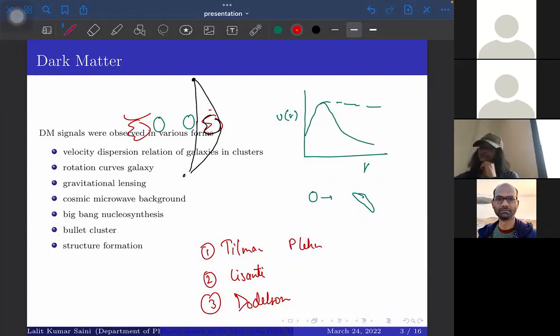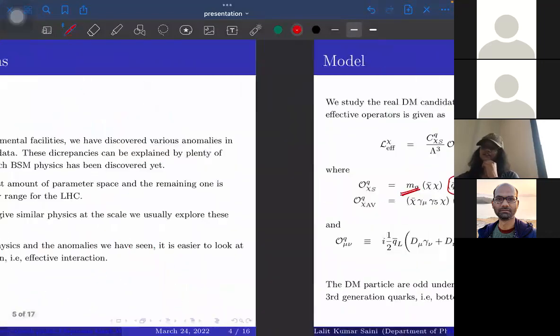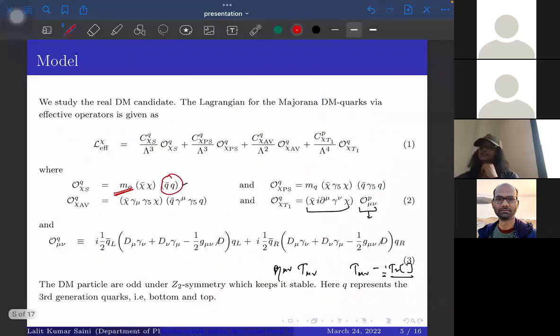Lalit, I have a question on slide number 5. You mentioned that you are only considering the third generation quarks in your model for the coupling to the dark matter. Is there any reason for that? Why are you considering only third generation quarks?